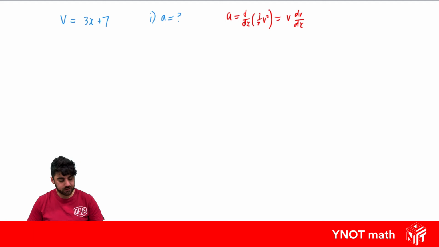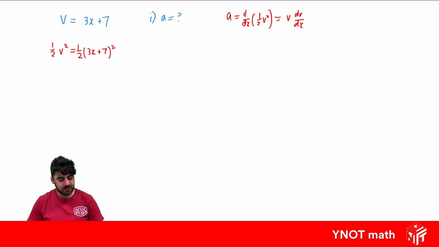So the first thing to do is to manipulate this v as a half v squared. So to do that, we'll square both sides. This will give us v squared equals 3x plus 7 all squared, then times everything by a half. We just get a half v squared, and we get a half out the front here. And now we've manipulated this as a half v squared, and acceleration equals deriving this expression with respect to x.